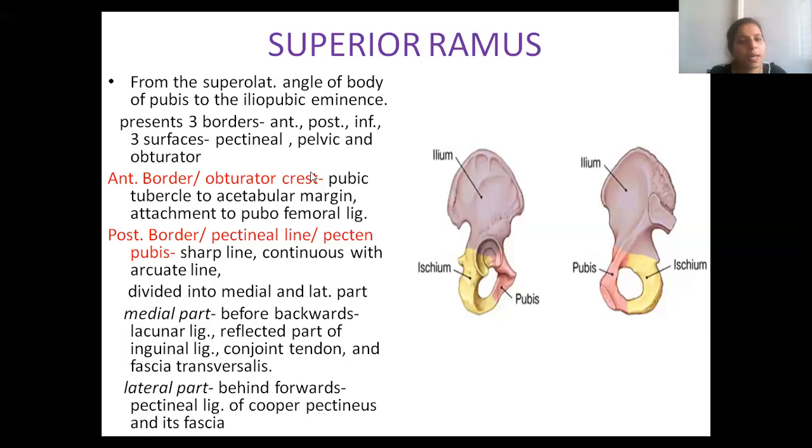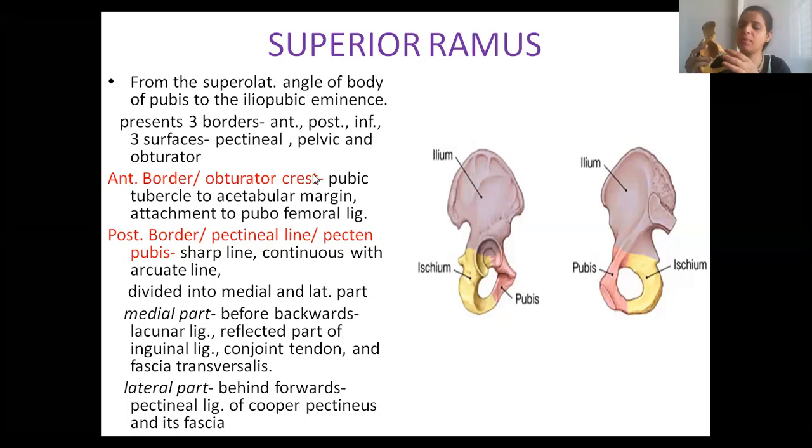Now see here, again this superior ramus, so it has three borders and three surfaces. Now let us see what are the ways. Always, if you hold the bone in proper anatomical position, defining borders and surfaces becomes very easy. I have been telling you this when I told you the upper limb also. So what are the various borders we have?